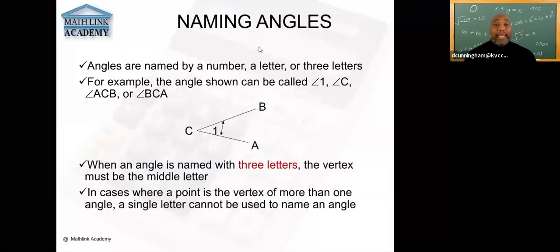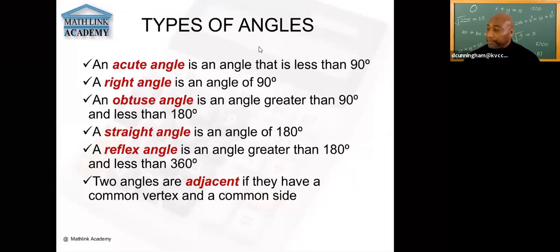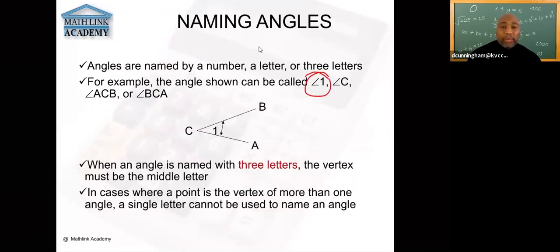Let's get started with naming angles. Angles are named by a number, a letter, or three letters. So make sure you understand: a number, a letter, or three letters. For example, the angle below, we can name this angle 1 because 1 is in the middle. Or, since the vertex is C, we can name this angle C. That's another way to name an angle.